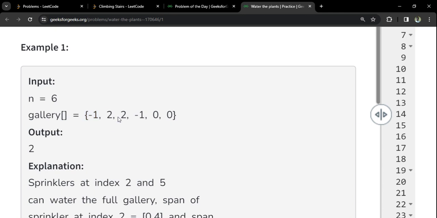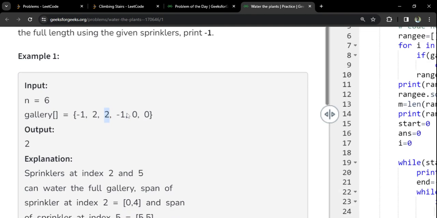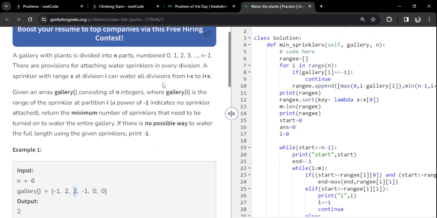For example, let's talk about this first. See, it has this power of two. What that means is it can cover these two indices, because it can water these two beds. At the same time, it can water two beds to the left of it. That's what they're trying to say when they write two here. That's what they're trying to mean here, i minus x and i plus x.